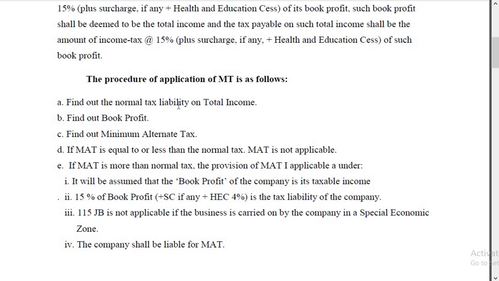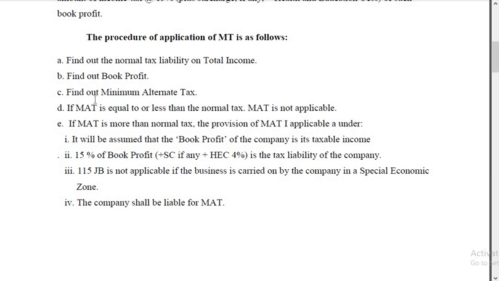Okay, so find out the normal tax liability on the total income, find out the book profit. How to compute the book profit I will let you know a little later. In the next step I will tell you, find out minimum alternate tax. Minimum alternate tax is on book profit: you have to calculate 15% plus surcharge if any, and then cess, that is health and education cess, that you have to find out.